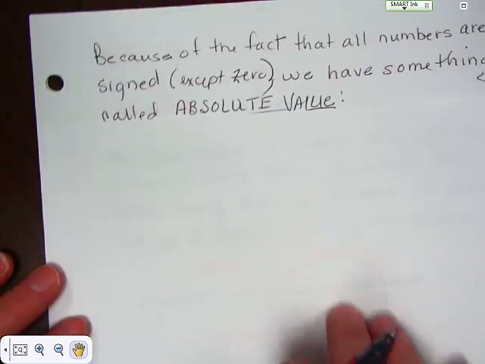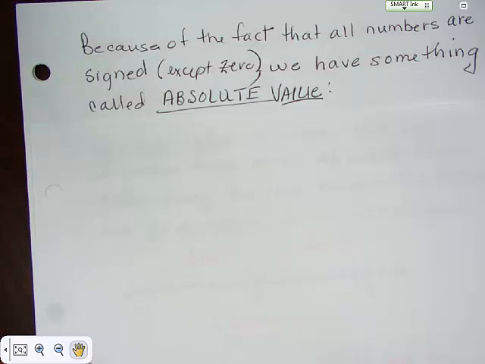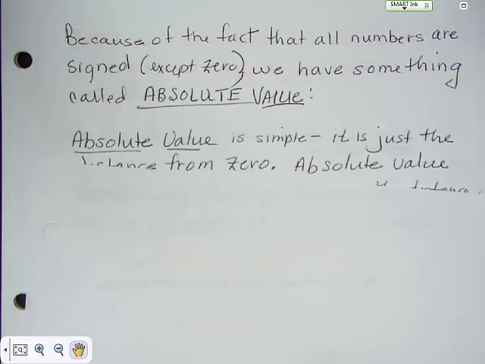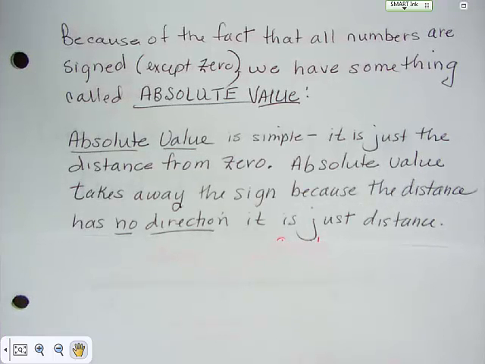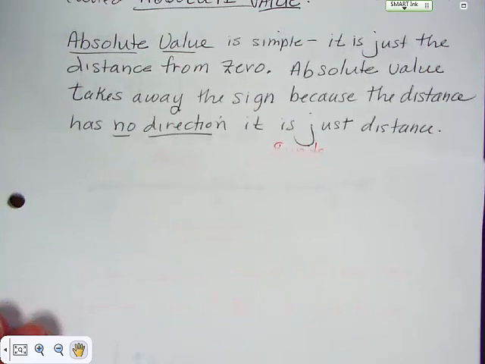All right. Now, because of the fact that all numbers are signed except for 0, we have something that we call absolute value. Now, you've been exposed to absolute value before. Absolute value is pretty simple. It is just the distance from 0, the distance of the number from 0 with no sign attached to it. Absolute value takes away the sign because the distance has no direction. It is simply that, just distance.